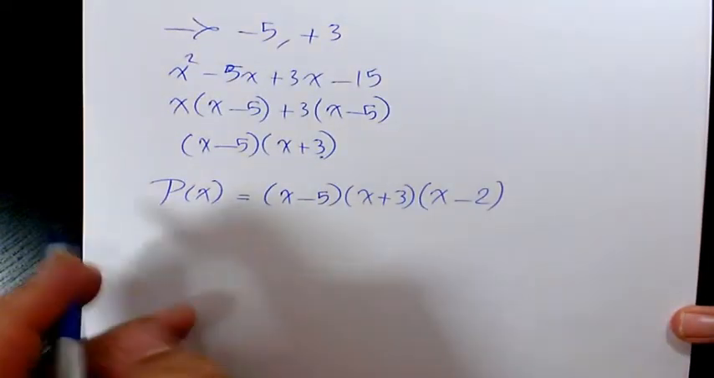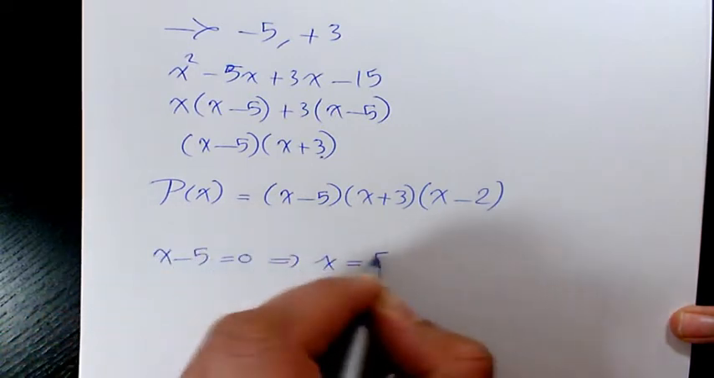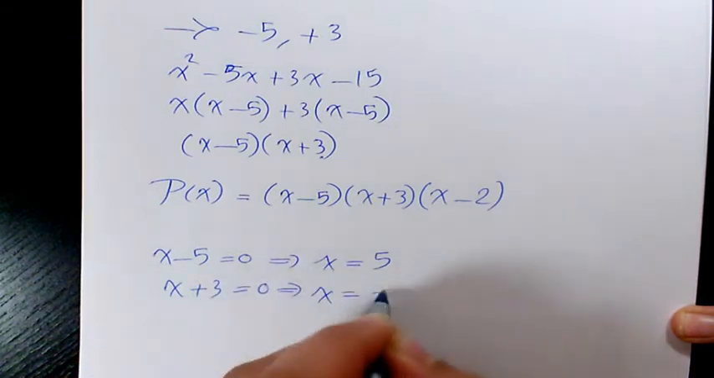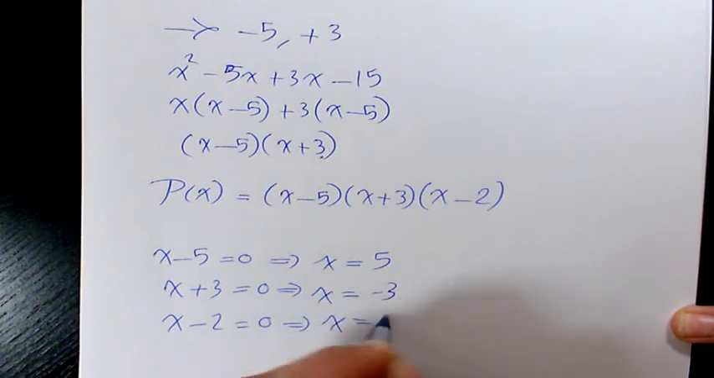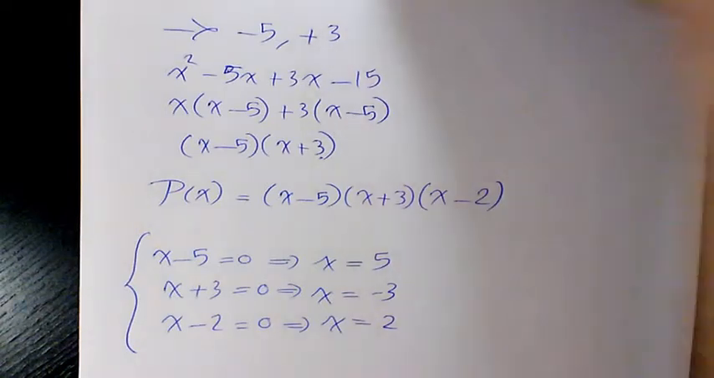If you want to find the zeros, you say x minus 5 equals 0, so x equals 5. x plus 3 equals 0, so x equals negative 3. x minus 2 equals 0, so x equals 2. So these are the zeros. Let's go to the next example.